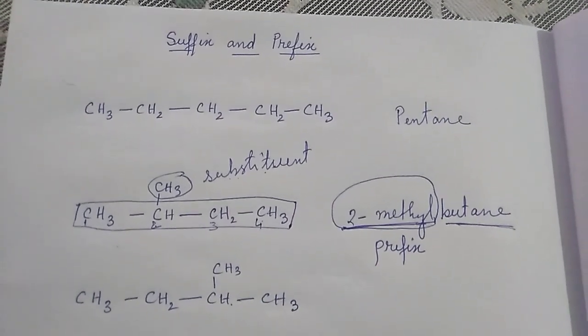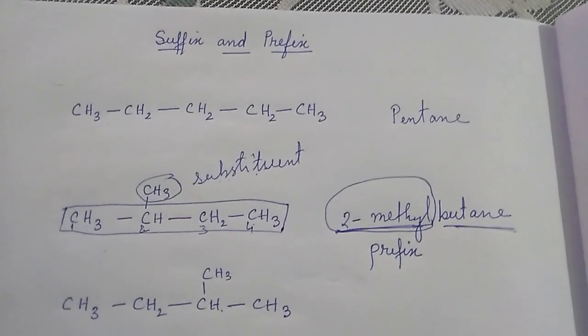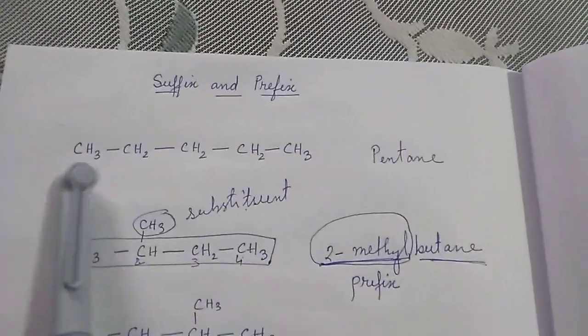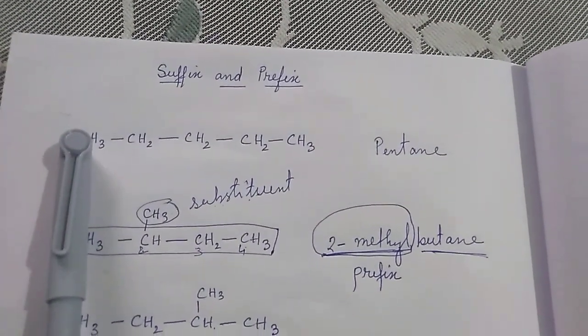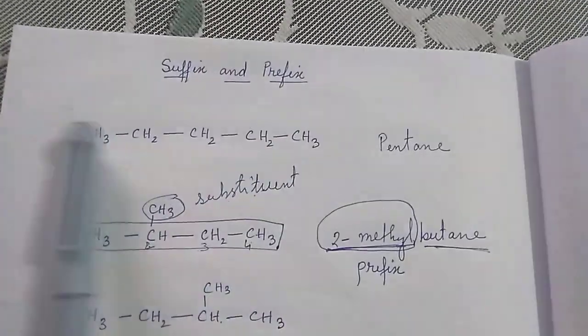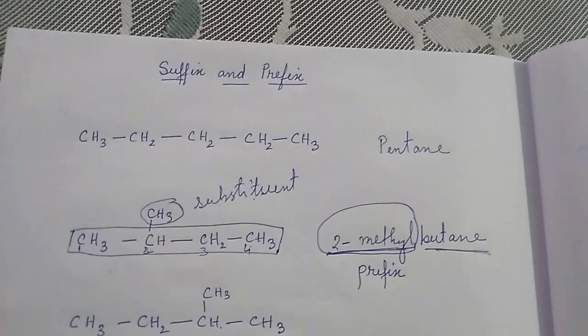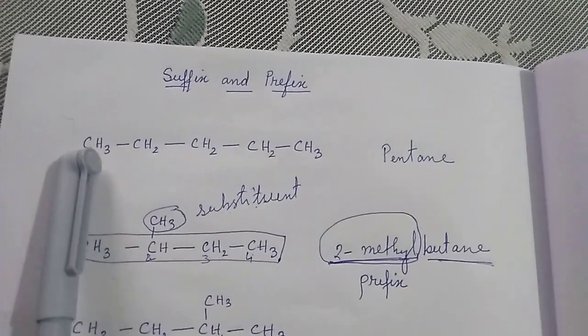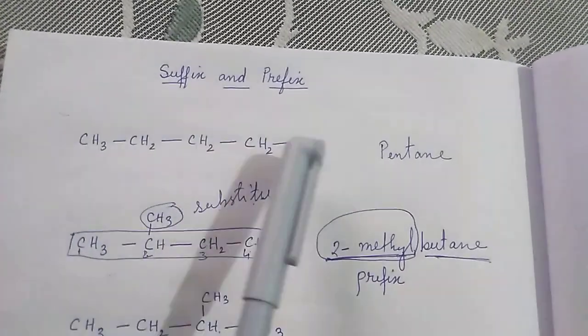Hi everyone, here I am going to talk about suffix and prefix in the carbon chain. Okay, here I have taken a compound, and this is a very simple compound. Here it contains a single chain only. Okay, so let us count the number of carbon atoms here. We have how many carbon atoms? 1, 2, 3, 4, 5.